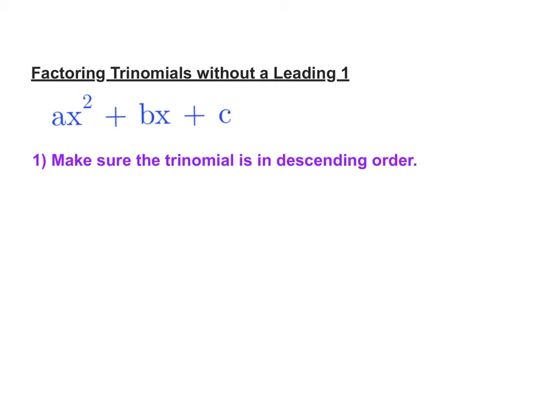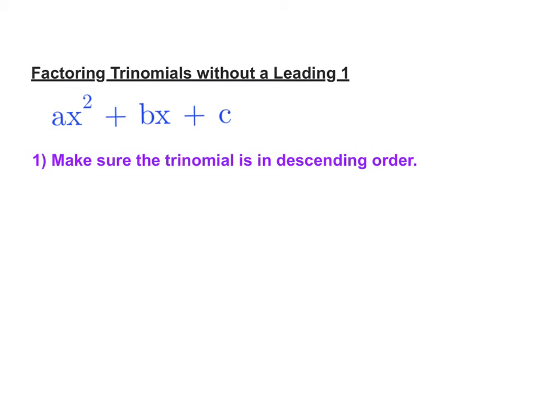Okay. So I'm going to give you some steps, okay, that you need to follow. Okay, and once you follow those steps, you're going to want to do that pretty much every time. Okay, first off, you've got to make sure that the trinomial is in descending order. Okay, if it's not in descending order, it's going to be really hard to factor. So, if it's not in descending order, put it in descending order. Okay, that's going to be the first step.